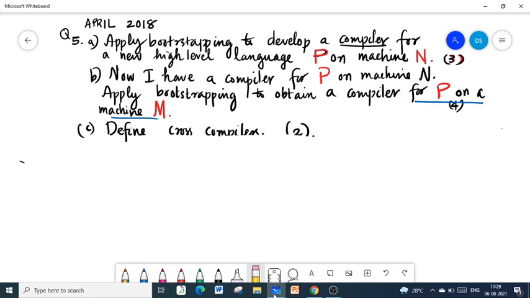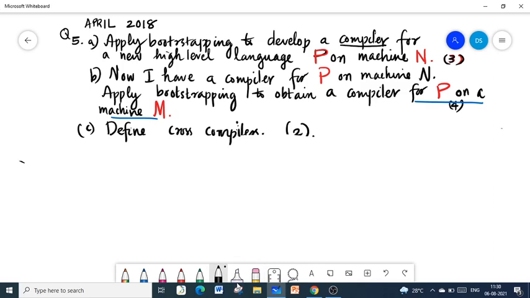A question is given like this. Question number 5a. Apply bootstrapping to develop a compiler for a new high-level language P on machine N. This is a 3-mark question. Now I have a compiler for P on machine N. Apply bootstrapping to obtain a compiler for P on machine M. And the third question is define cross compilers. So we will see the answers one by one.